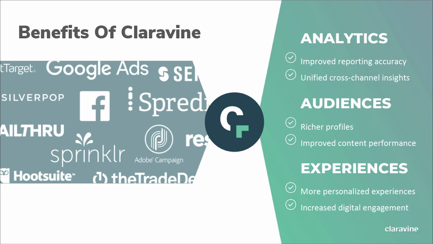So there are three major benefits that Claravine provides. Really, from an analytics perspective, it's improved reporting accuracy, and unified cross-channel insight, so being able to track across different channels what's happening across your marketing organization. Being able to create richer audience profiles with this metadata ultimately results in improved content performance for those audiences, and then ultimately more personalized experiences and increased digital engagement.